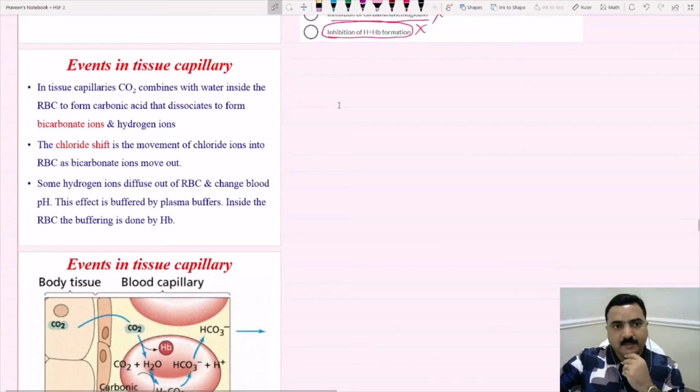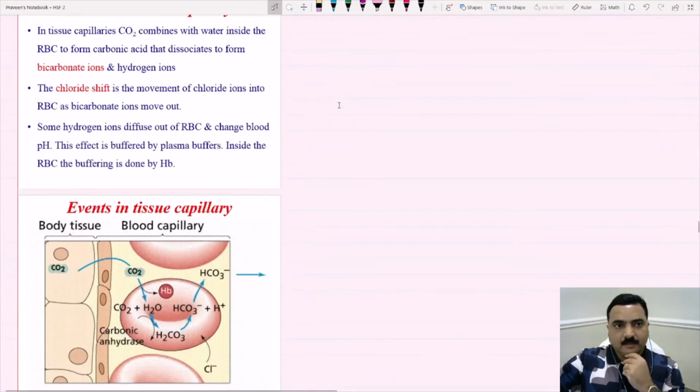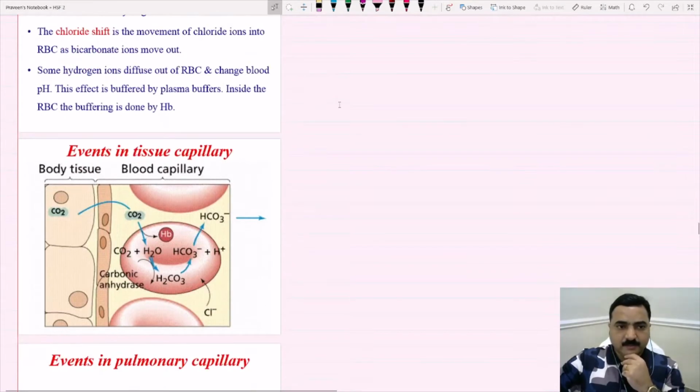So what happens at the tissue level? This is what is shown at the tissue level. The carbon dioxide comes in, and some of the carbon dioxide will bind to the hemoglobin, approximately 20 percentage. Almost all the remaining carbon dioxide reacts with water in the presence of carbonic anhydrase to form H2CO3, and the HCO3 minus is shifted out in exchange for chloride ions.